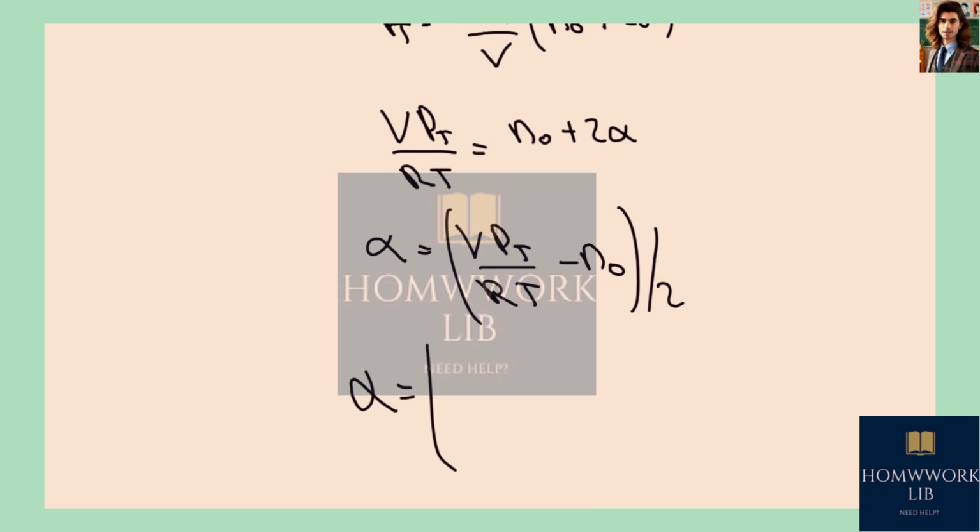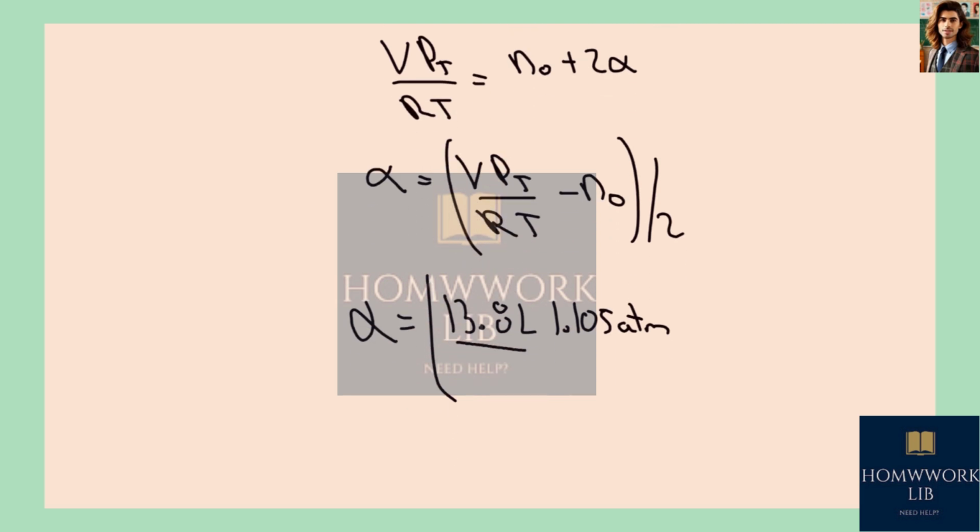The value for volume that we have is equal to 13.8 liters. The total pressure on our system is going to be 1.105 atmospheres. Since we have liters and atmospheres, we need to employ our gas constant in the appropriate units, that is 0.082 liter atmospheres over mole Kelvin. And here we need to multiply by the temperature that is 300 Kelvin.